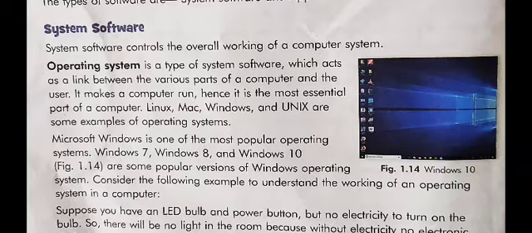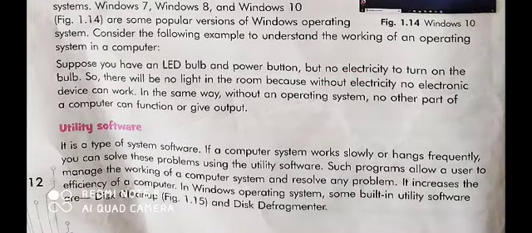Operating system is a type of system software which acts as a link between the various parts of a computer and the user. It makes a computer run, and it is the most essential part of a computer. What is an operating system? It is a type of system software that links the parts of a computer and the user.